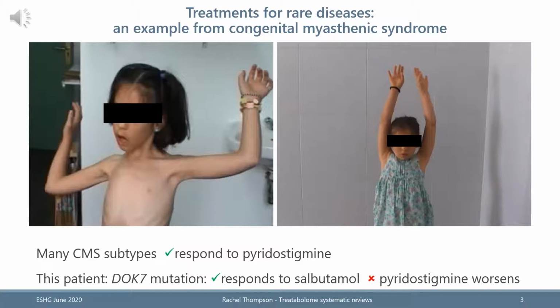She's still not as strong as her peers, but she's actually able to climb stairs, she can get up from the floor, she can go to a normal school, and she can generally participate in activities much more easily. And that's just one example of a drug that has quite a dramatic effect, and where patients with mutations in one gene should not be given a drug that's commonly used for patients with other forms of the condition caused by mutations in different genes.